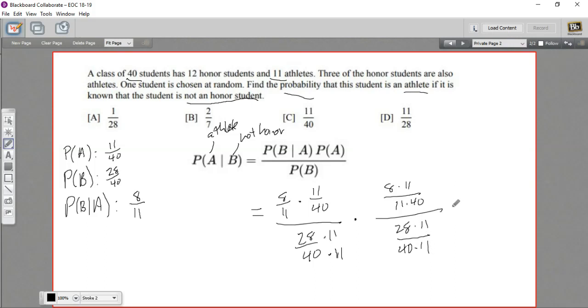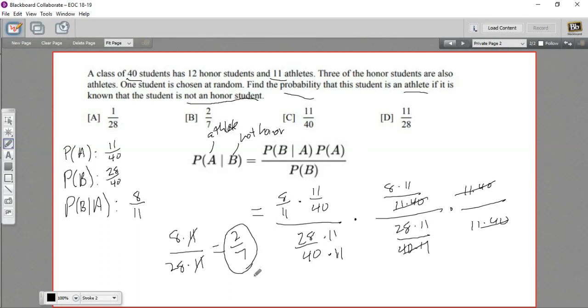Those are the same. So if I multiply this whole big fraction by 11 times 40 over 11 times 40, this cancels with this cancels with this. I just get 8 times 11 over 28 times 11. And look at this, the 11s cancel. I get 8 over 28, and we can divide both those by 4, and I get 2/7. So that's simplified quite nicely.